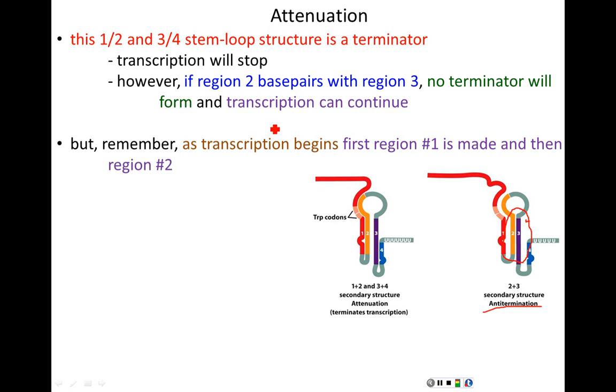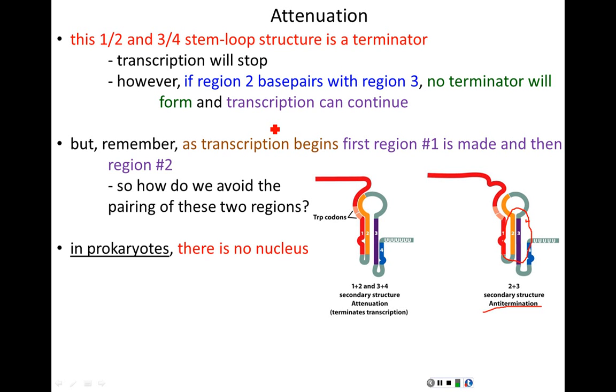But remember now that we need to transcribe all these regions in one shot. So as transcription of the operon begins, first region 1 is going to be made, and then region 2. And as soon as region 1 and region 2 are made, their tendency will be to base pair with one another. So how do we ever make the region 2, region 3 base pair structure if region 1 and region 2 are transcribed first?